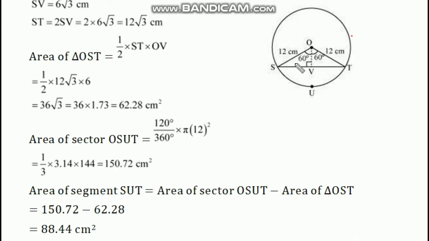Next, area of the sector OSUT. Theta by 360 into pi r square. So the answer is 150.72 centimeter square. That is the area of the sector. So area of segment SUT equals area of sector OSUT minus area of triangle OST. So the answer will be 88.44 centimeter square. The area of the segment is 88.44 centimeter square.